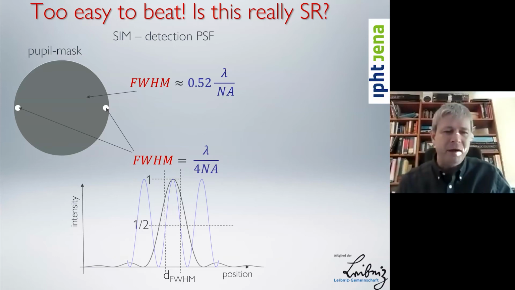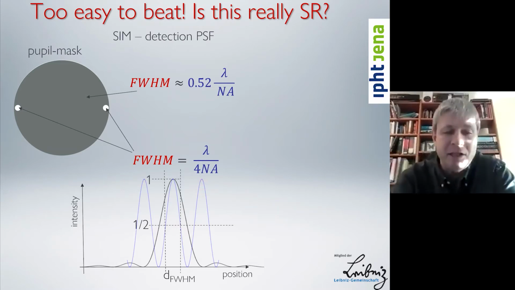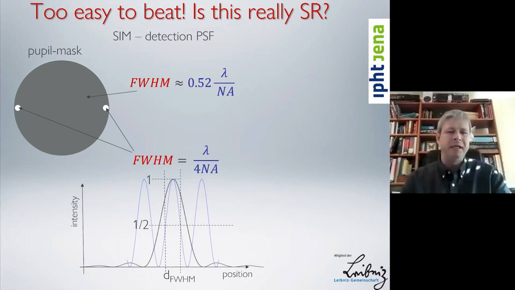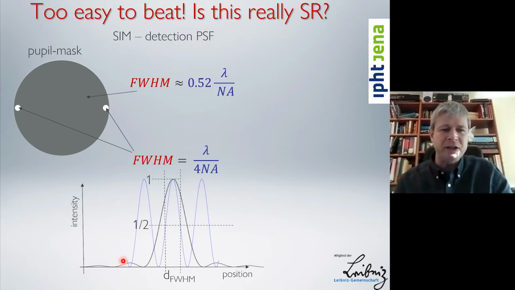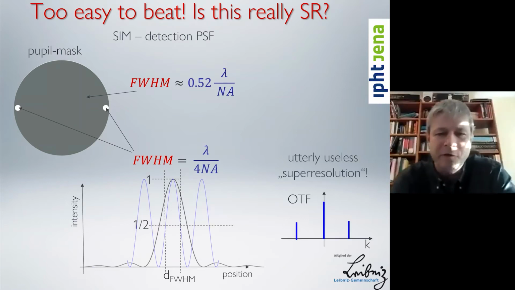So I have a massively reduced full width half maximum of my point spread function at the expense of some pretty high side lobes. In fact, the point spread function would be the same function for detection that SIM would ordinarily have for illumination. So we would be getting a detection point spread function that has a cosinusoidal, or sine square, cosine square intensity distribution. And of course, this is utterly useless for any sensible imaging, because our optical transfer function looks like this.